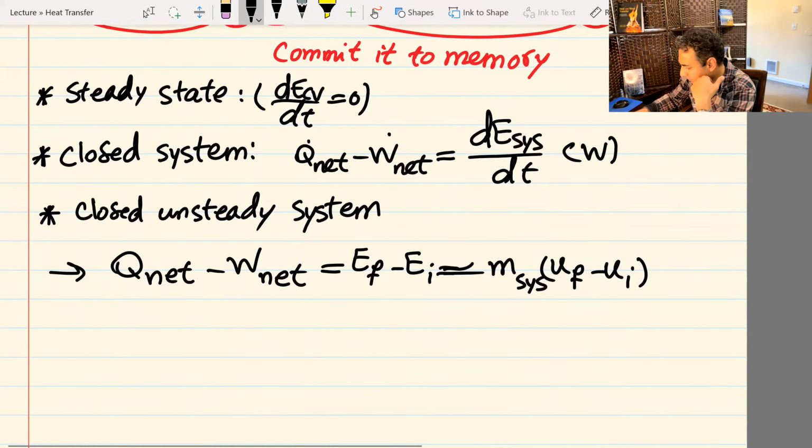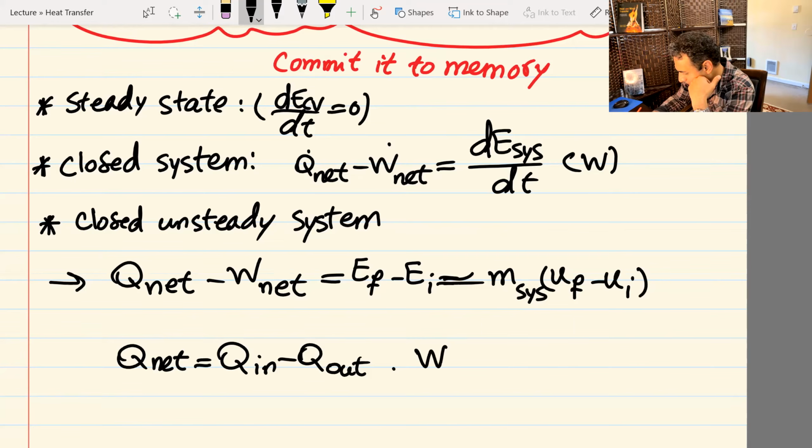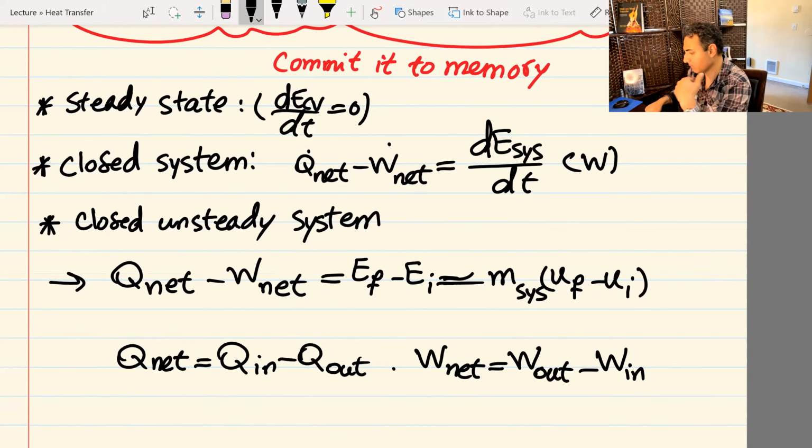One more time. Q net or Q dot net, doesn't matter, is Q in minus Q out. And W net is the opposite, W out minus W in. That's it. That's pretty much it.